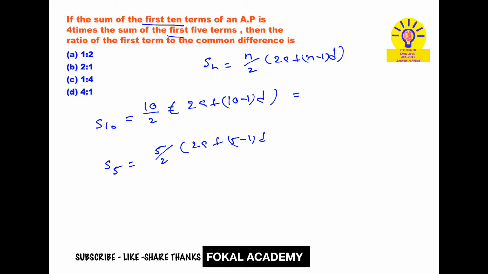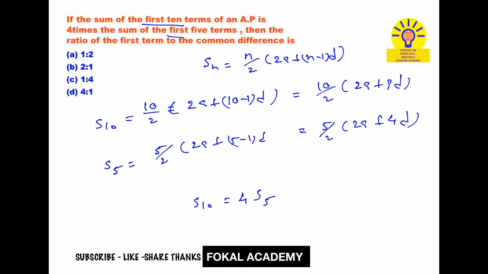So by simplifying this, we get 10 by 2 into 2a plus 9d, and this is 5 by 2 into 2a plus 4d. But one condition is given: S10 is equal to 4 into S5. So the sum of the first 10 terms is equal to 4 times the sum of 5 terms. Okay, now we equate this, that is 10 by 2 into 2a plus 9d is equal to 4 times S5, that is 5 by 2 into 2a plus 4d.